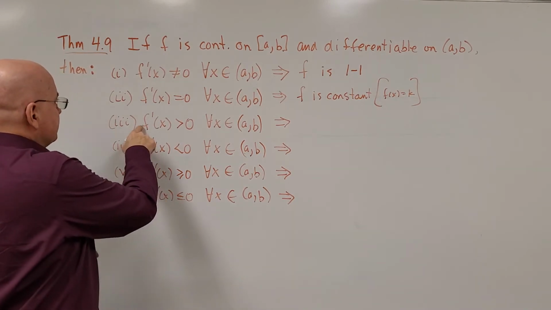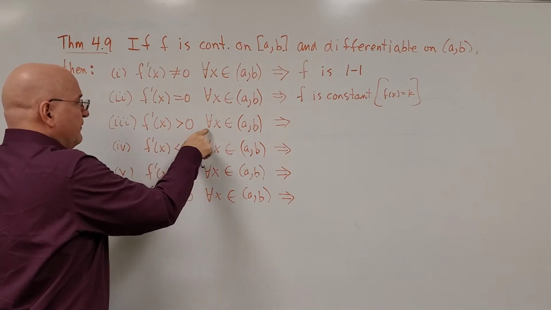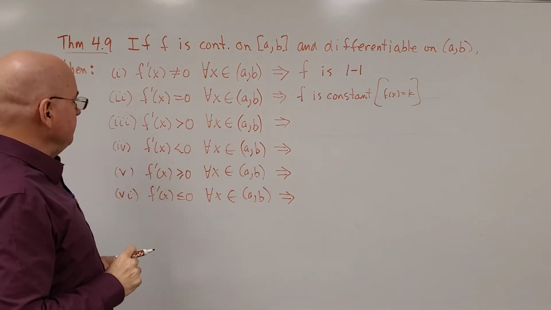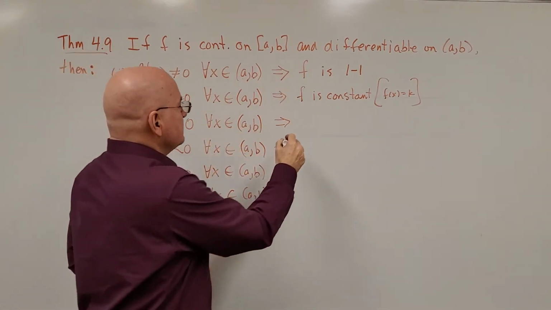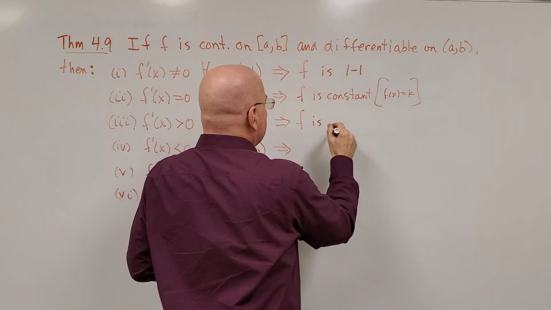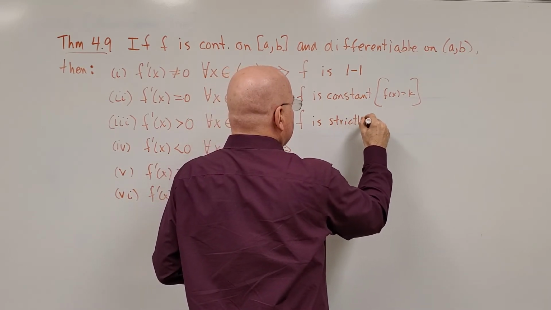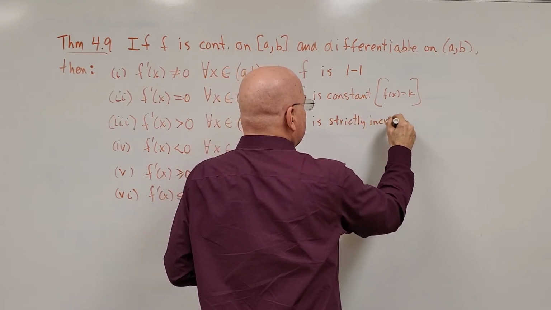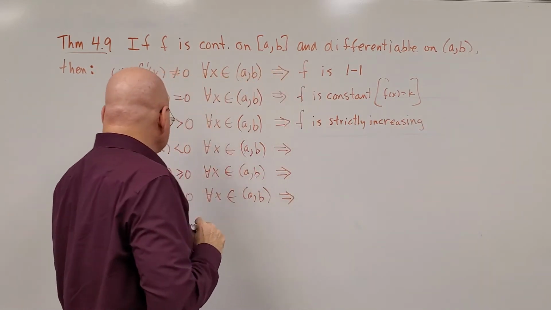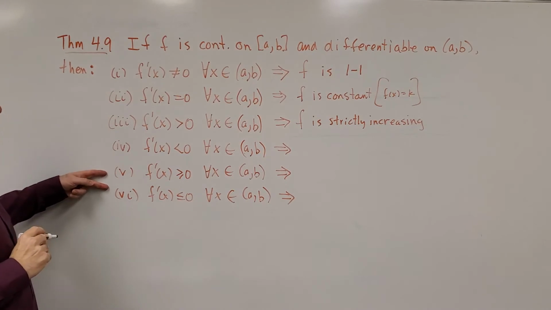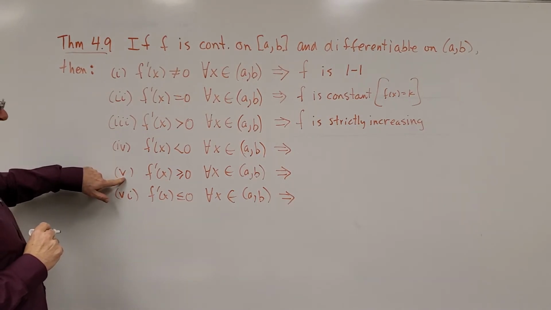Number 3 says that the derivative, f prime of x, is greater than 0 for all x in (a, b). So that means it's always going uphill. So that means f is strictly increasing. I added a couple down more than the textbook did. Let's jump down to number 5 next.